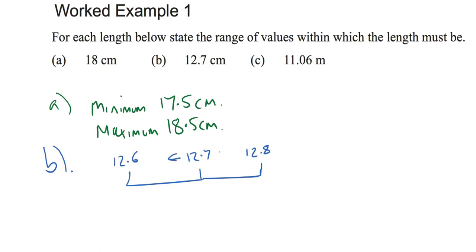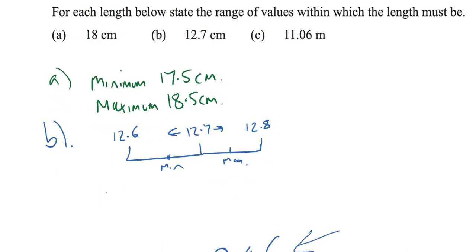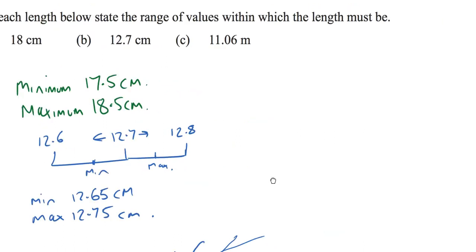And we are thinking, well, what are those two numbers, the minimum and maximum, that it would have to be, otherwise we would have had 12.6 or 12.8. Well, just like last time in the examples I've shown you, my minimum value is going to be 12.65 centimeters. My maximum value is going to be 12.75 centimeters.